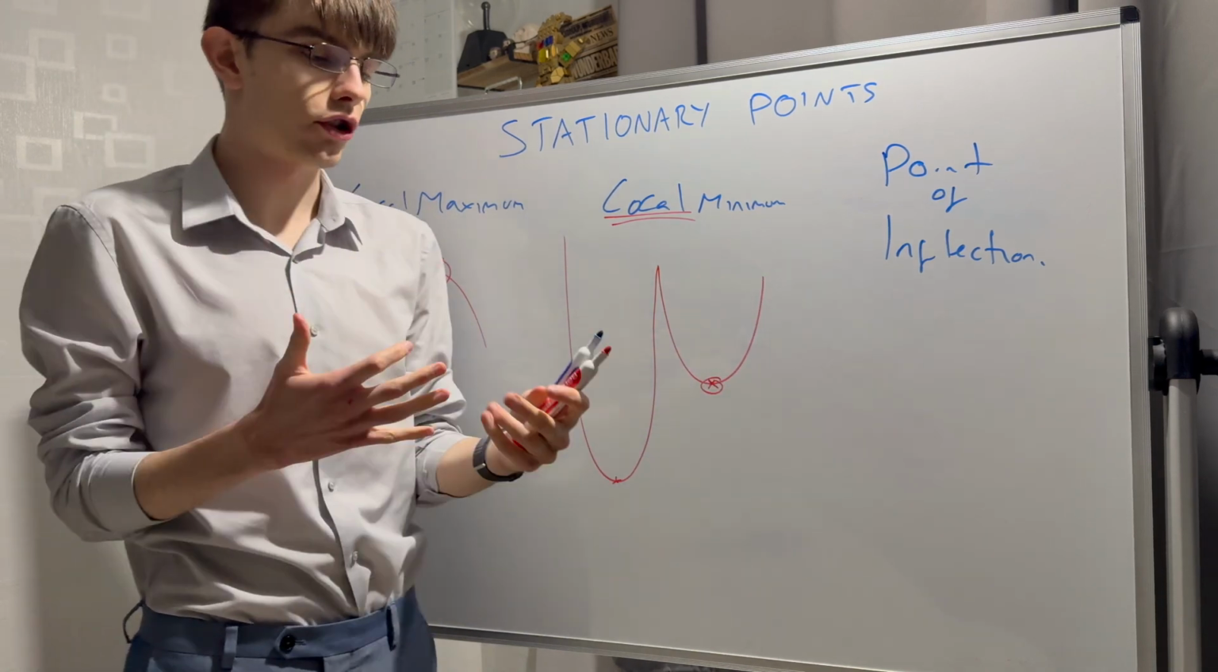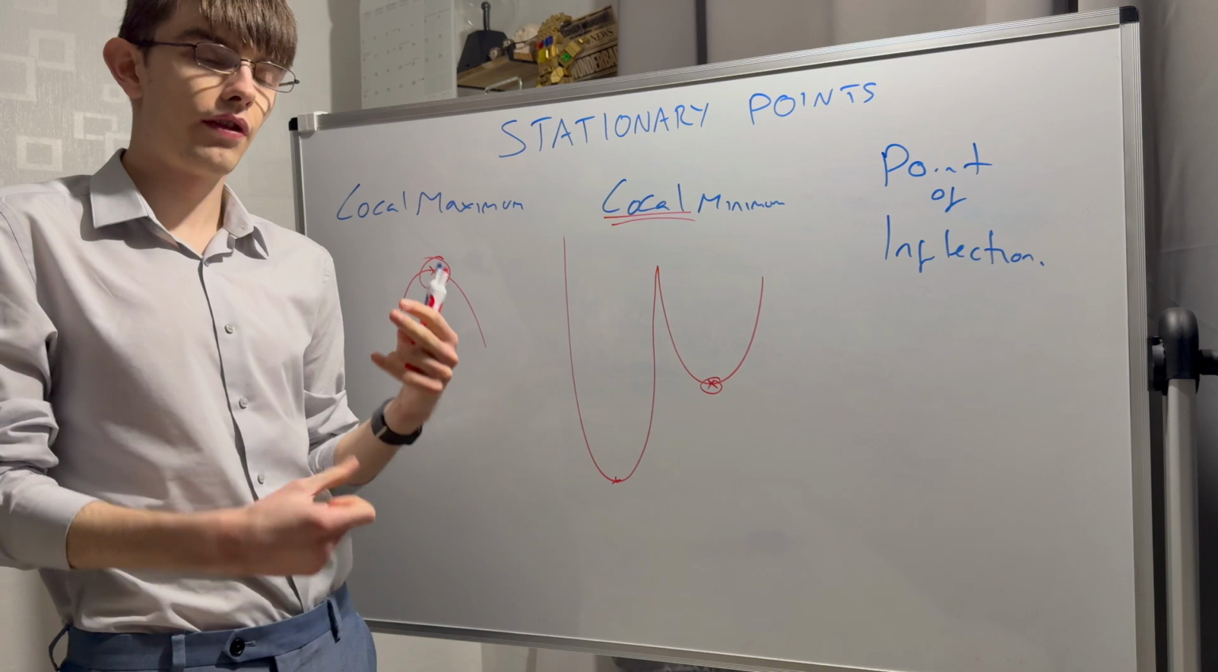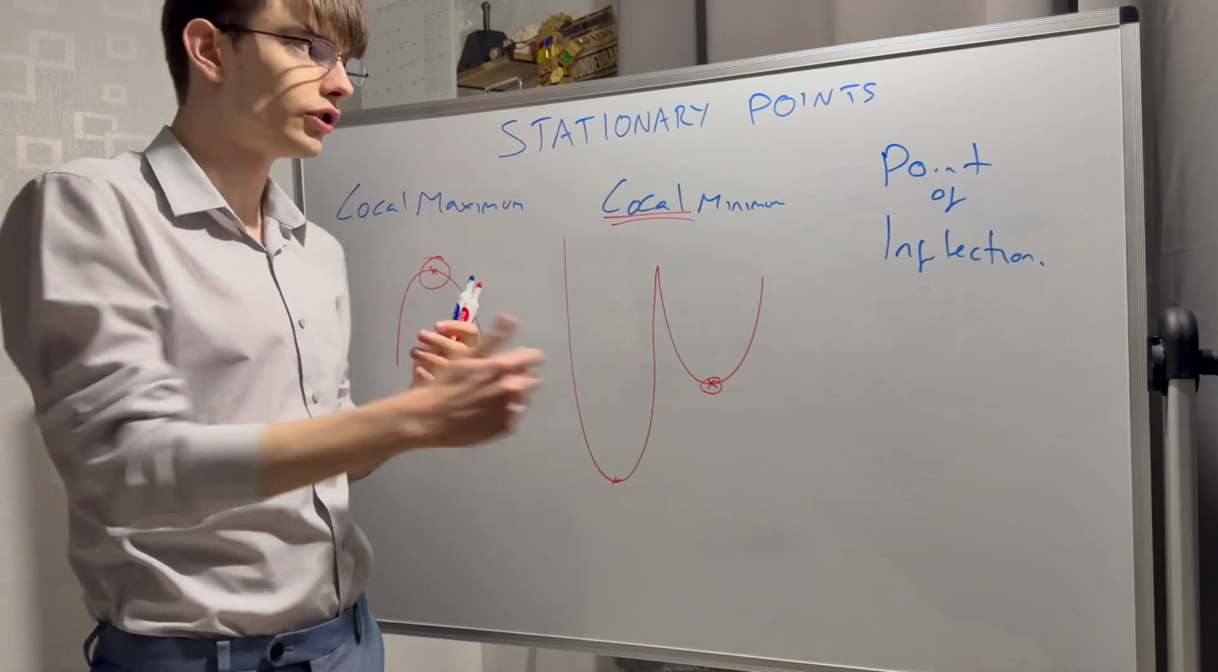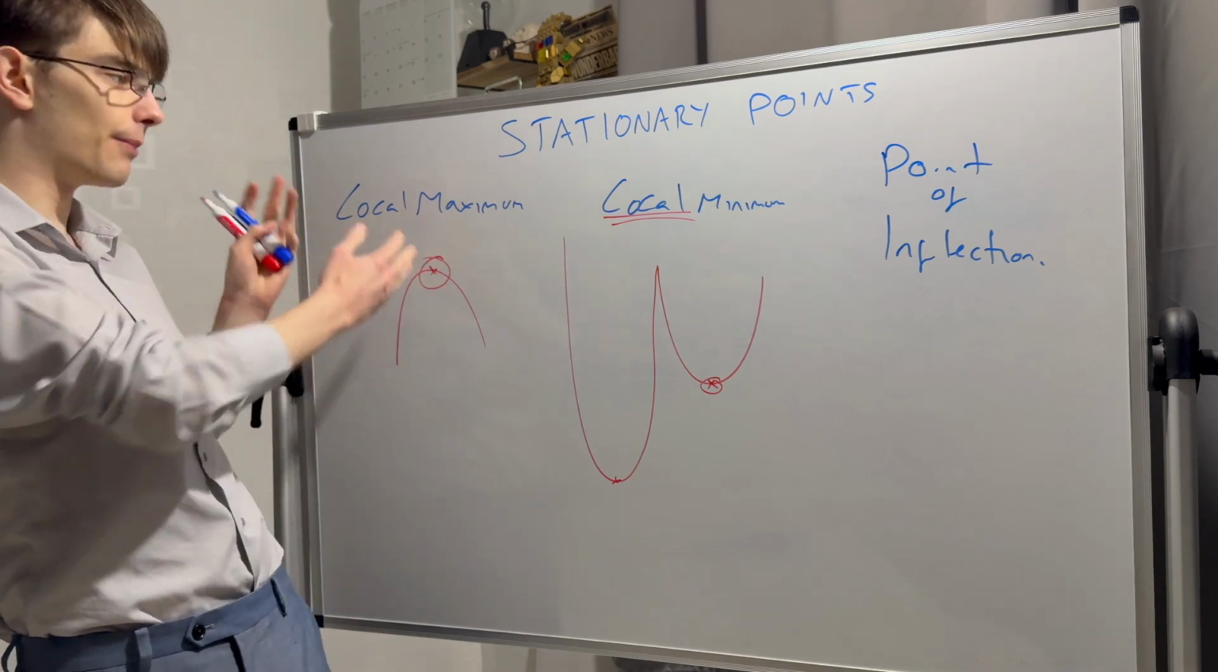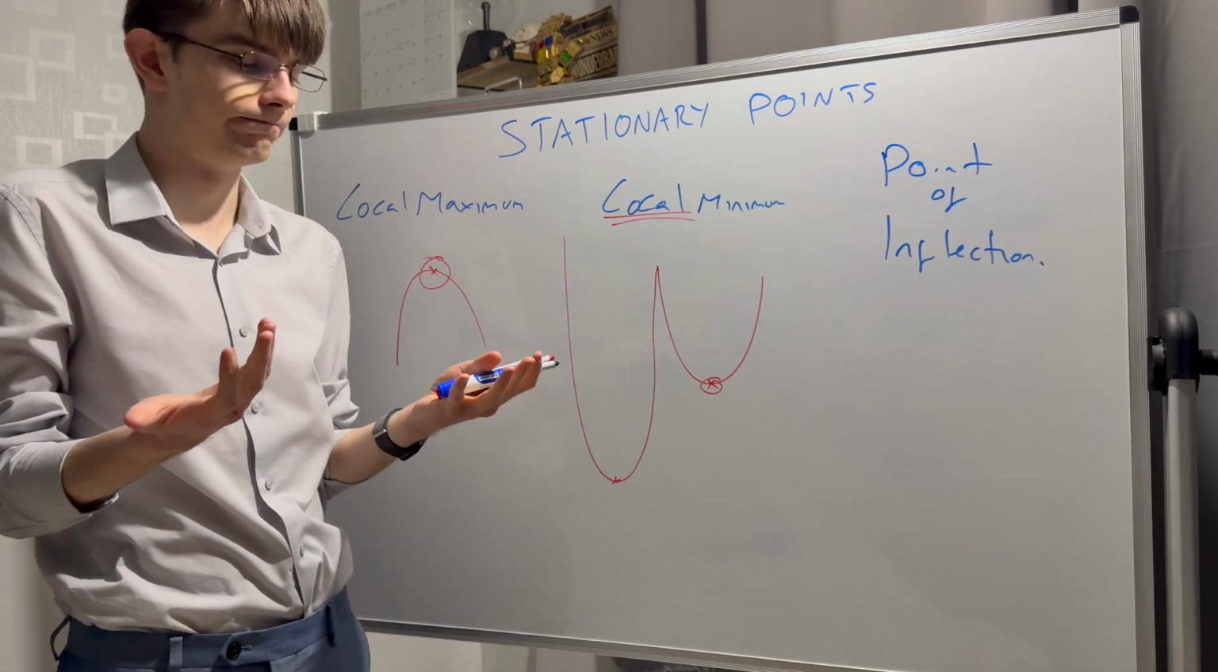A point of inflection is neither of these. A point of inflection is a point on a graph that has a gradient of 0, so it's still a stationary point, but it doesn't necessarily look like a maximum or a minimum, because it's not.